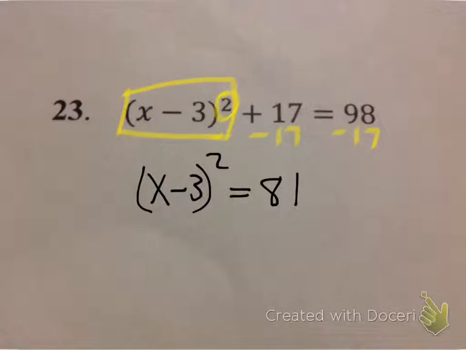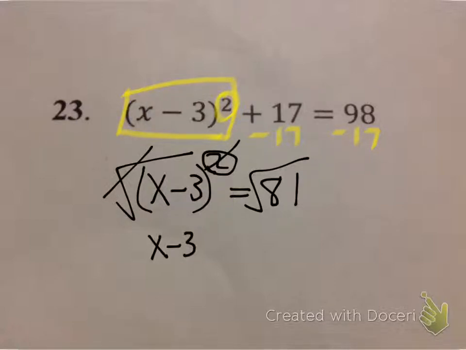Now, we're going to square root both sides. How do you get rid of something that is squared? You square root it. Square rooting a square causes them to cancel. So x minus 3 is what's left when you take the square root of x minus 3 squared. When I take the square root of 81, I get plus or minus 9.